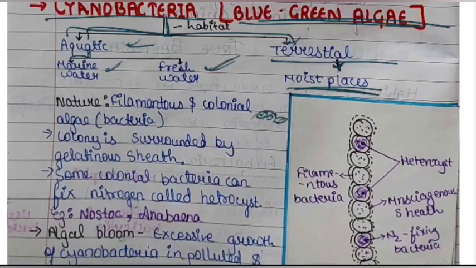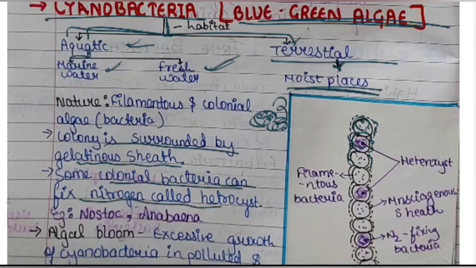So basically these bacteria are found in filamentous or colonial form. And in case of colonial form, these are surrounded by a gelatinous sheath. So this is the bacteria and here is the gelatinous sheath around it.